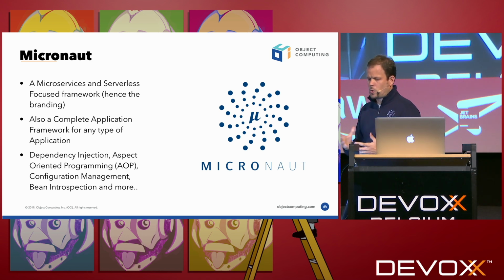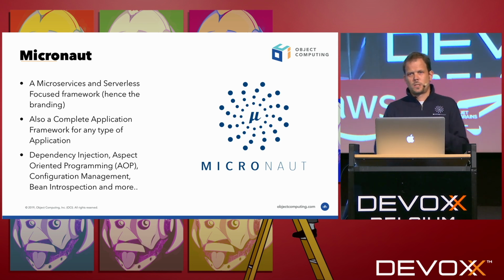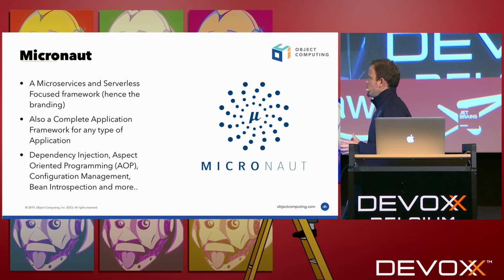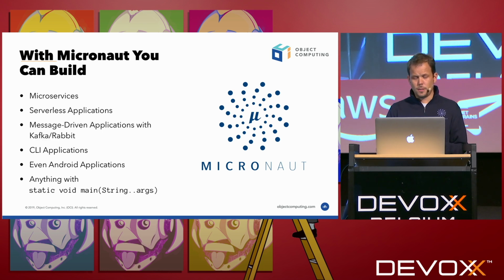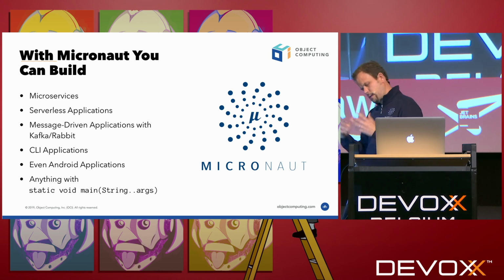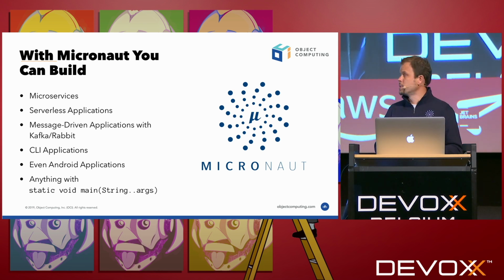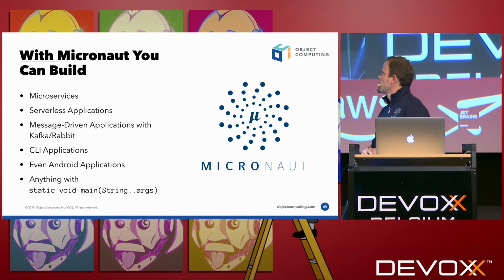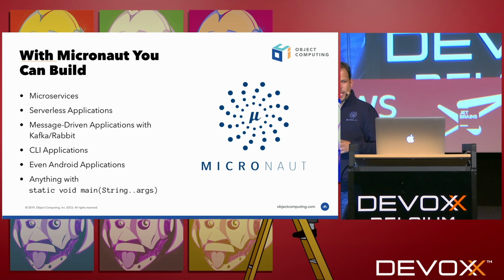It essentially features a core that's based on dependency injection, aspect-oriented programming, and configuration management. It's kind of the core part of it. And all of those APIs, all of those features are completely reflection-free. And you can build microservices with Micronaut. It's getting very popular in the serverless space. It has integration with AWS Lambda, and you can build serverless applications. We have a lot of interest from the Kafka community in particular for building message-driven applications.